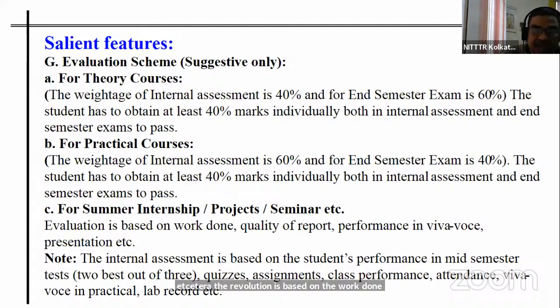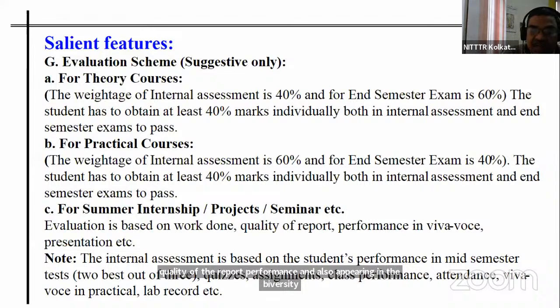The internal assessment is based on the student performance in the mid-semester test, 3 quizzes or assignments, class performance, attendance, viva voce, and also the practical lab records, etc. So these are some of the evaluation schemes as being suggested.